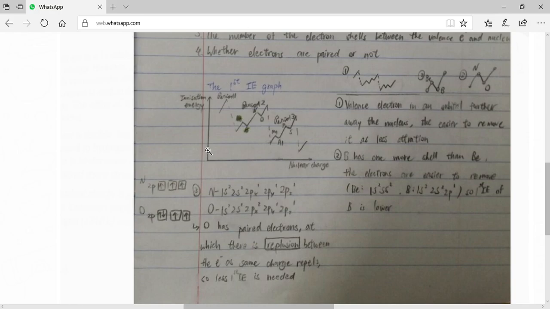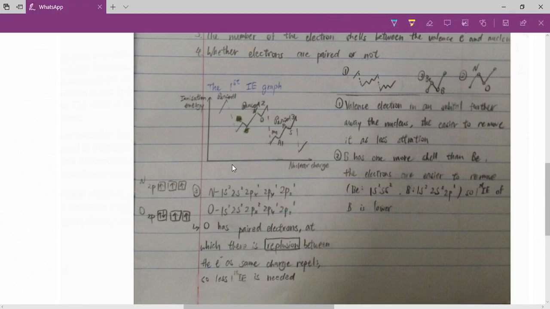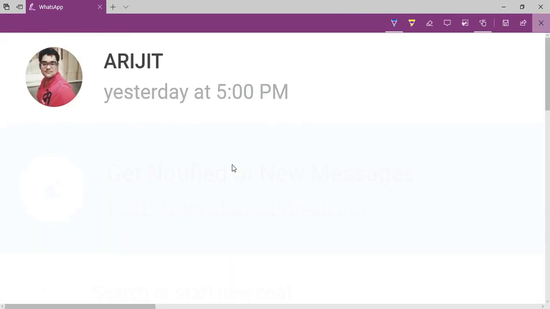So how is this represented in the graph? Wait, hold on. I am writing on a screen. Yes, give me a second.